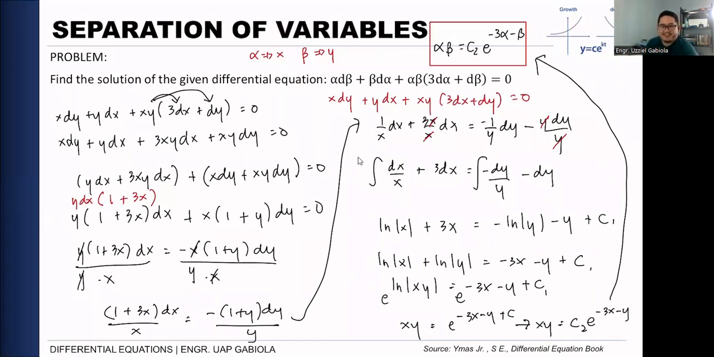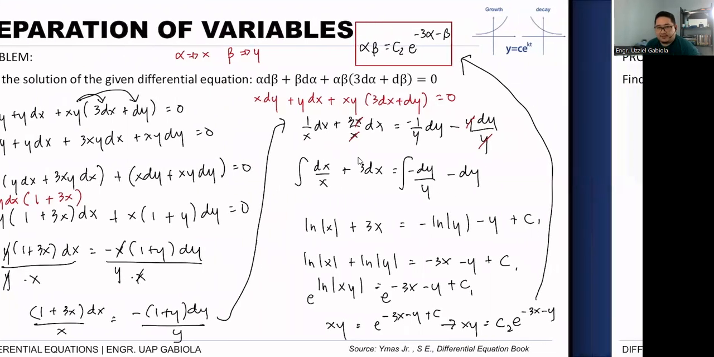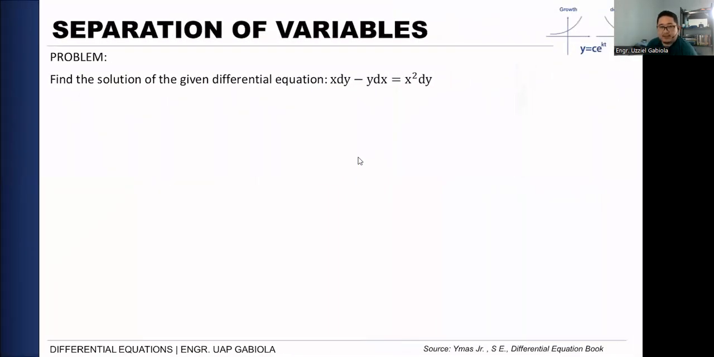Okay. So, let's continue. I think we have another one. Okay. So, we have x dy minus y dx is equals to x squared dy. I-solve natin to. So, let's try. x dy minus y dx is equals to x squared dy. So, pag combine natin yung may dy, yung may dx, lipat natin. So, x dy minus x squared dy is equals to y dx.